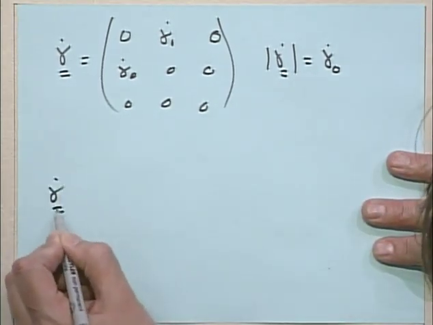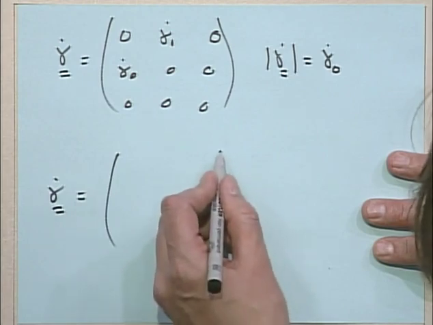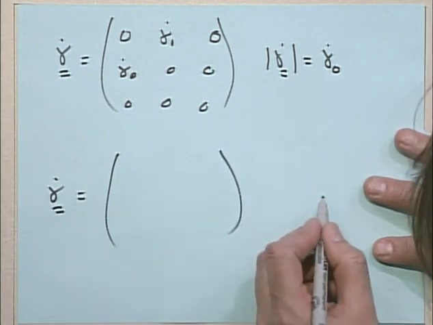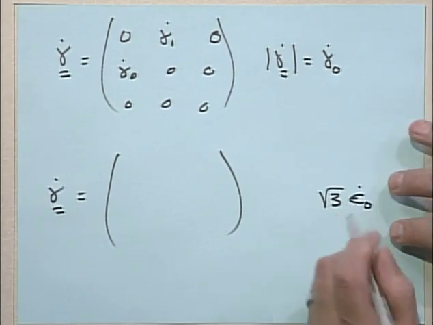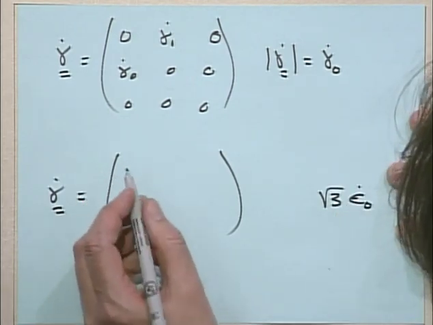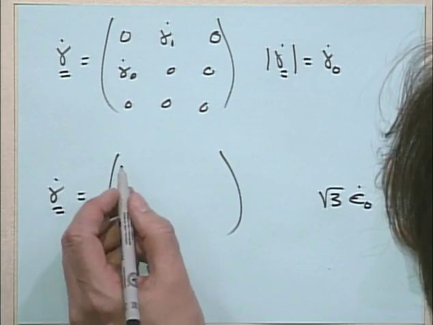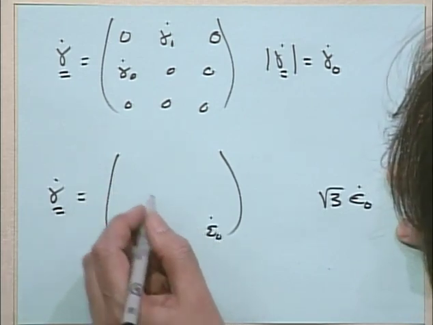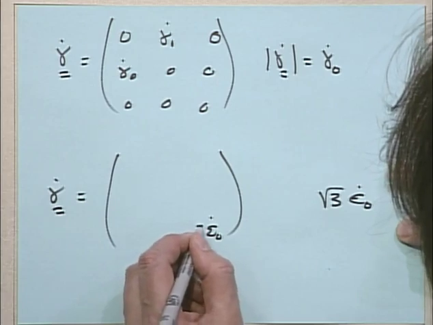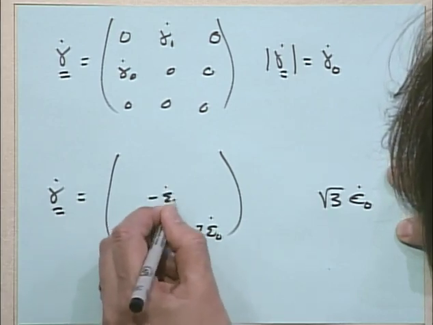And how about for uniaxial elongation? Isn't it just square root of 3 times gamma dot? Exactly, square root of 3 times epsilon dot naught. Okay, so this is the one where the flow is in the epsilon dot naught direction here. So this one's 2, and this one's minus, and this one's minus.